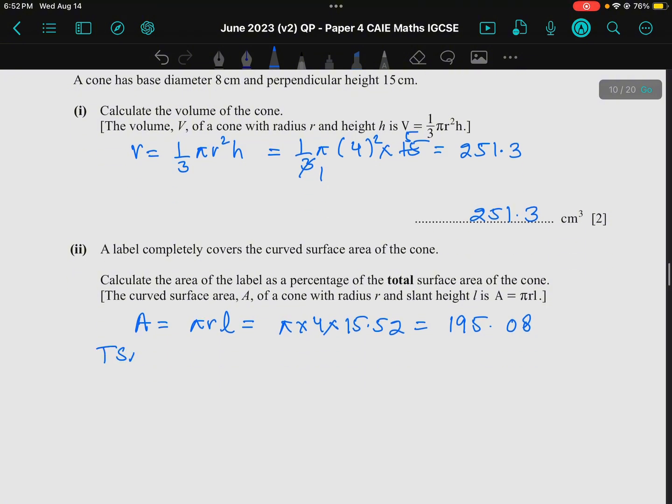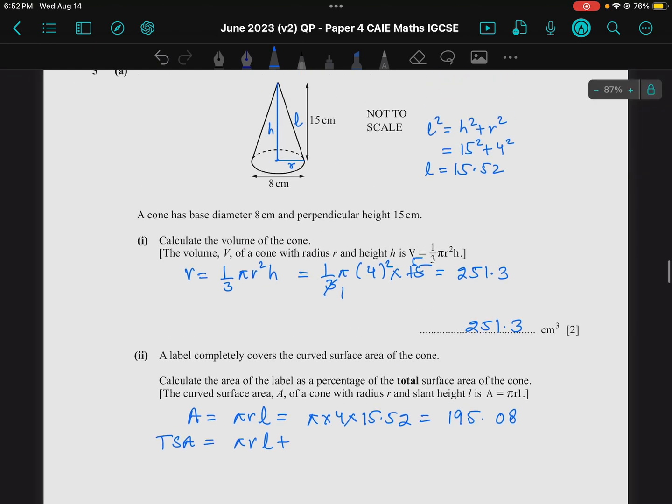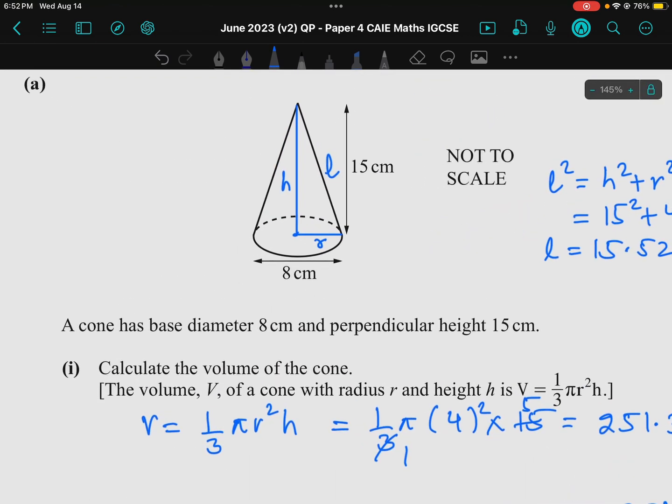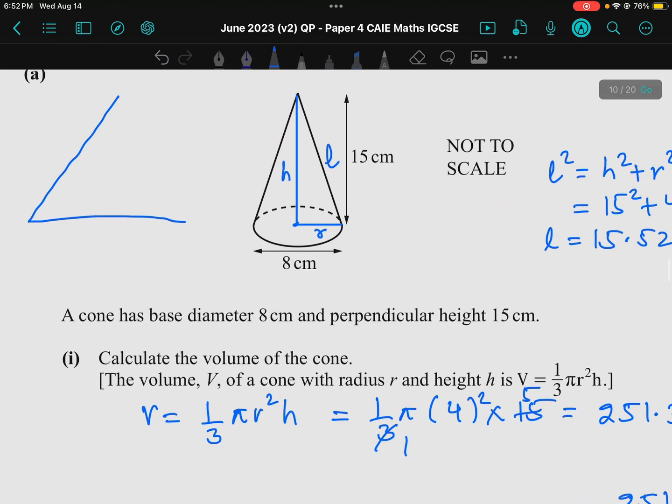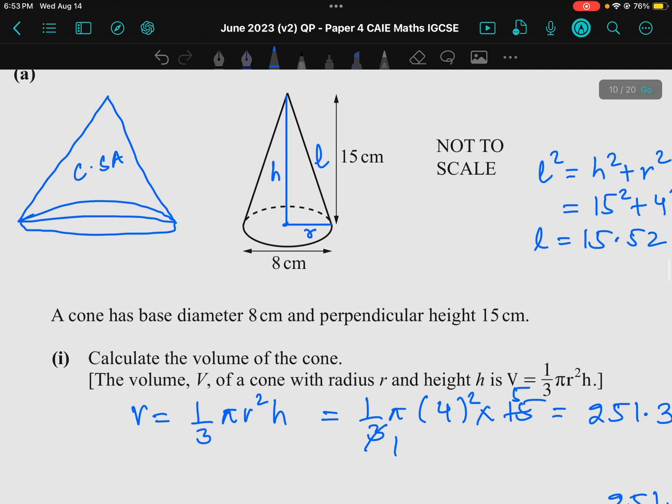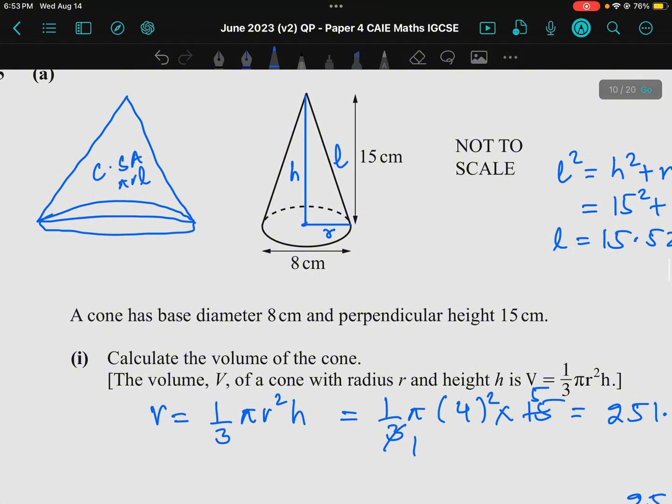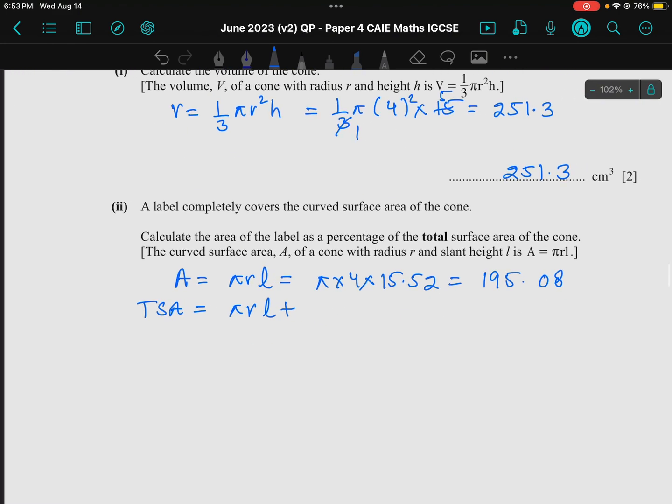Now total surface area TSA is equal to pi rl plus, see, if this is a cone, rough figure I am telling you, this is the down part. The curved surface area of the cone is pi rl, and we also use this area, which is pi r square. So total surface area is pi rl plus pi r square.